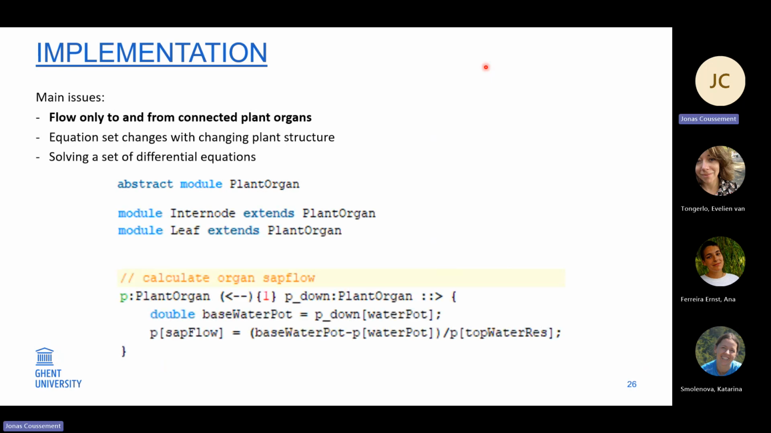And so how do we calculate the sap flow between two connected organs in GroIMP? Well, we basically look for each plant organ that is below another plant organ, in two directions you can choose. You take the difference between the water potential of two connected plant organs, divide it by the transport resistance, and you get your sap flow into the plant organ. So not out of, but into the plant organ.